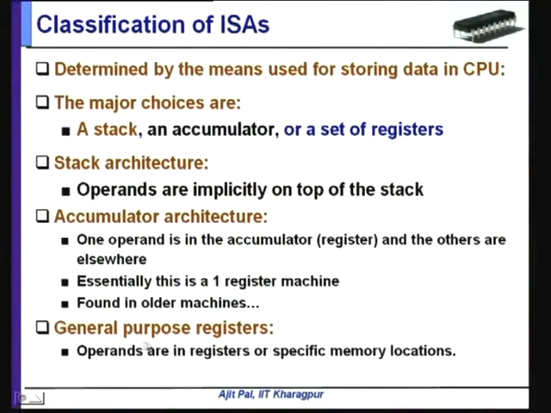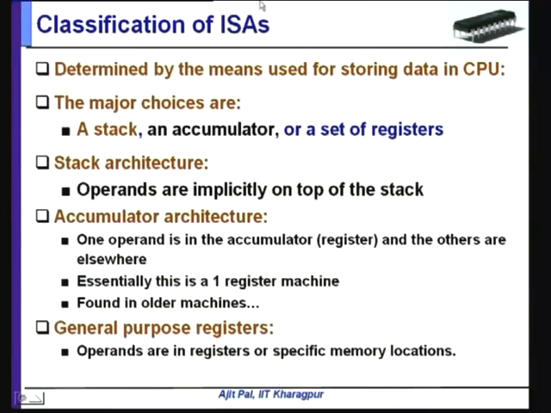Then comes the general purpose registers, where operands are in registers or specific memory locations. So, it is general purpose. You have a set of registers, maybe 16 or 32 registers. They are general purpose in nature. So, you can access operands from the registers, or it can also be from specific memory locations.